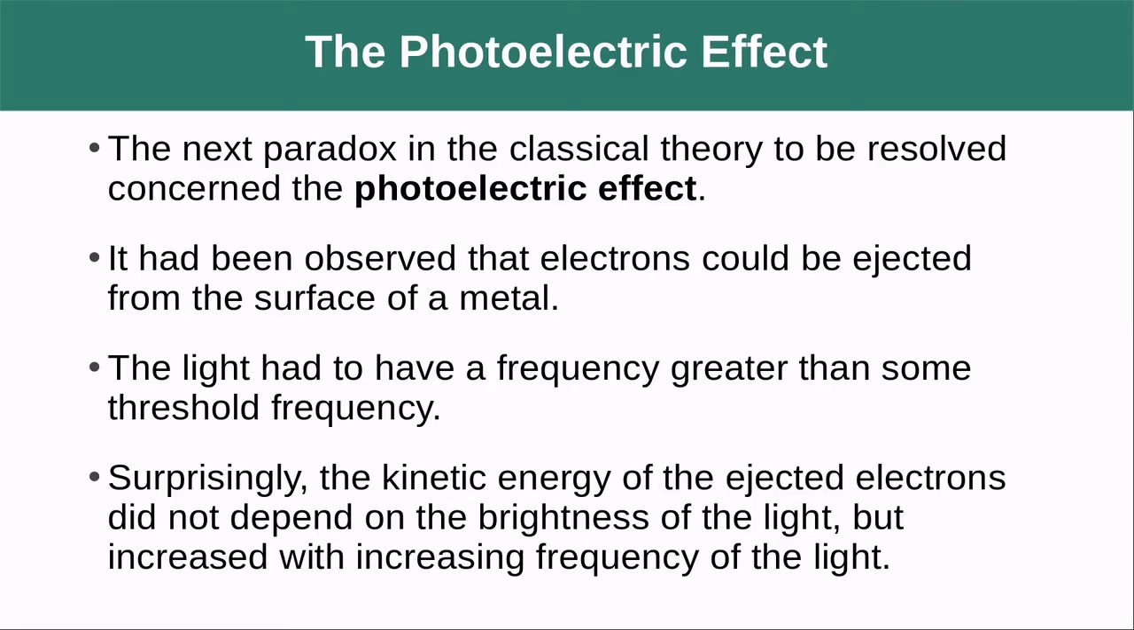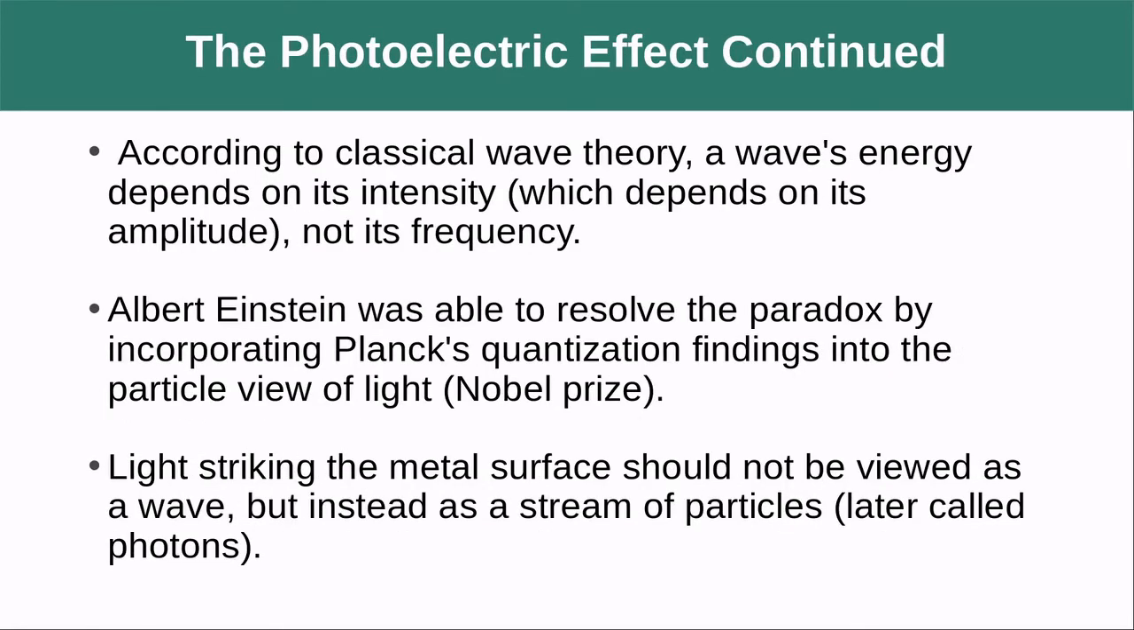And what was surprising to them is that this didn't rely on the brightness of the light, but instead on its frequency. So they thought, if I just keep hitting it with brighter and brighter light, I'll get more and more electricity out. That seems to make sense. But it wasn't the important thing to actually get the electrons to eject. So according to classical wave theory, a wave's energy depends on its intensity, which depends on its amplitude, not its frequency.